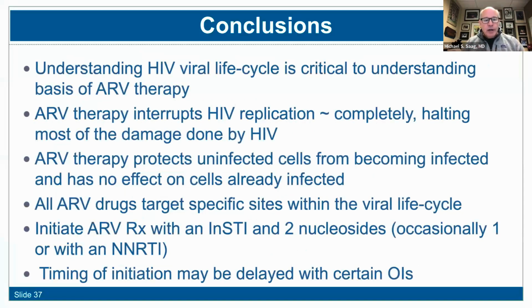So in conclusion, understanding the HIV life cycle is critical to understanding antiretroviral therapy. I hope I've convinced you of that. ARV therapy interrupts replication completely, halting most of the damage done in the immune system by HIV. The therapy protects uninfected cells from becoming infected and has no effect on cells already infected. Most of those cells, 99+%, are dead or no longer with us after about 1 to 2 days, but there is a latently infected pool that can live, and that's our barrier to cure.